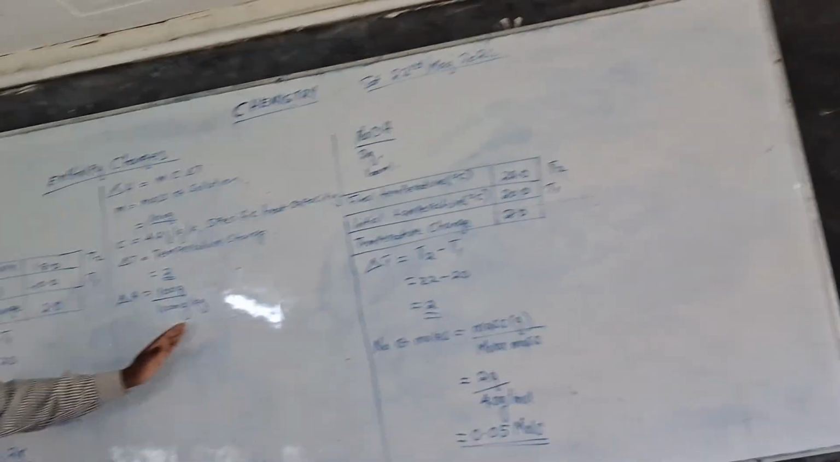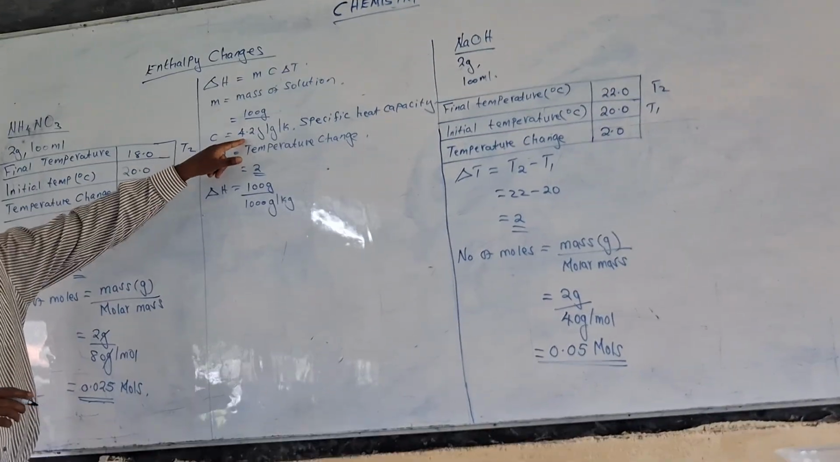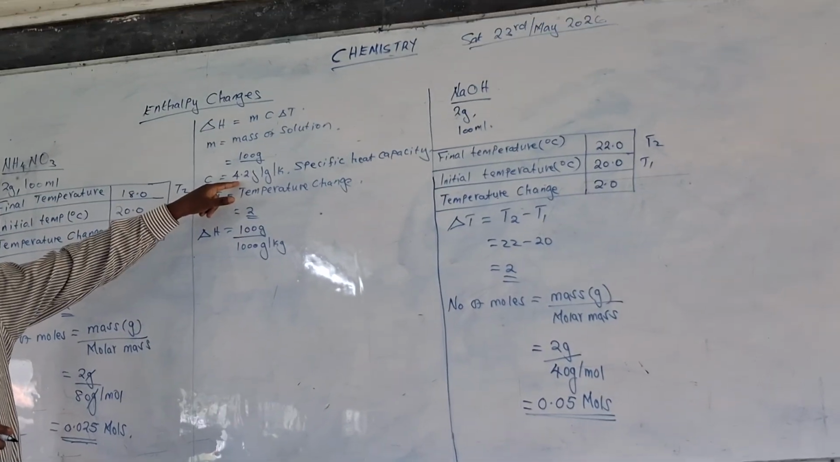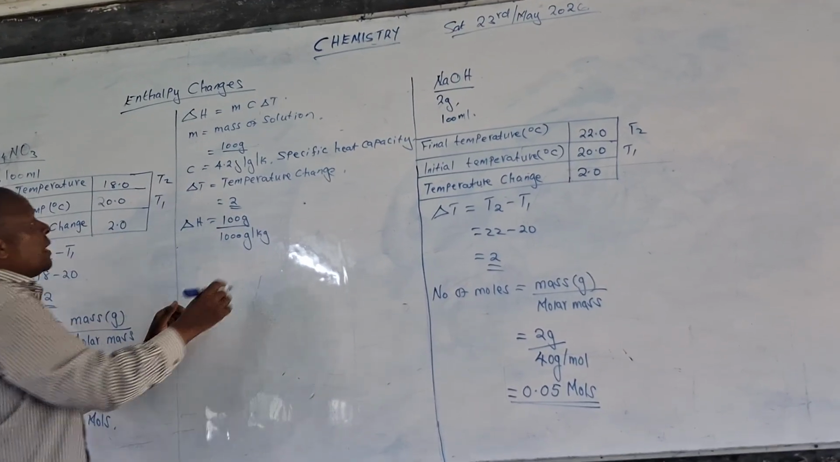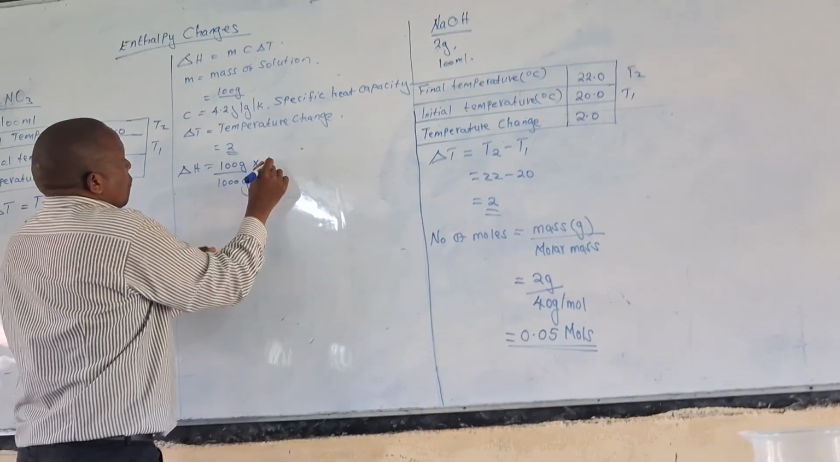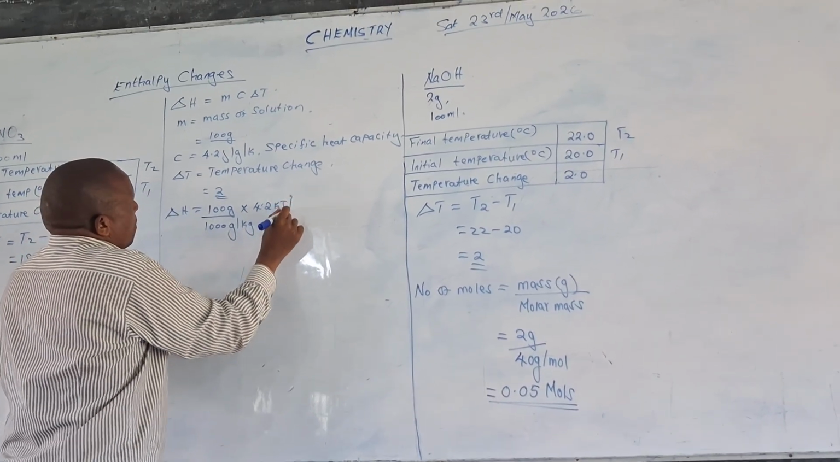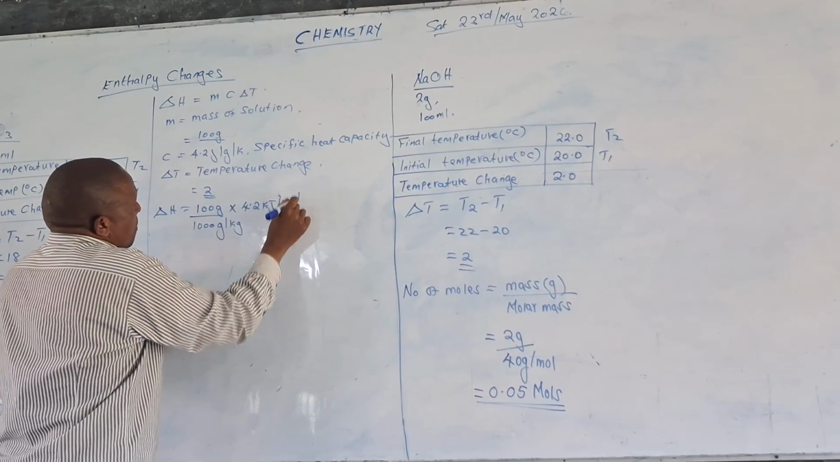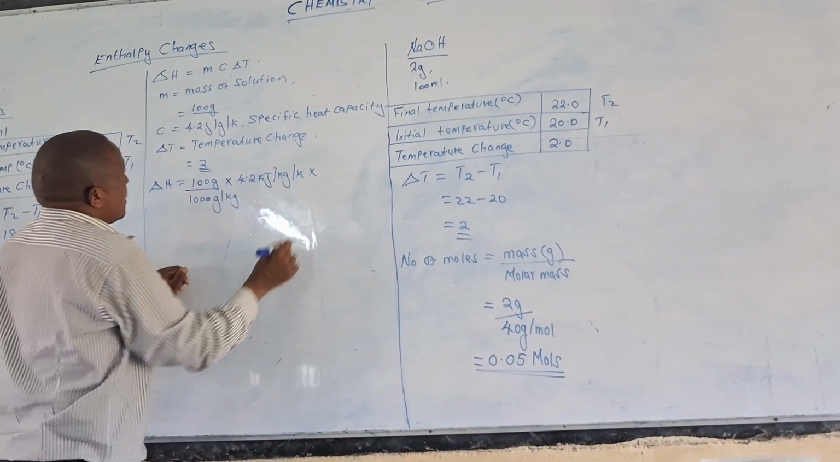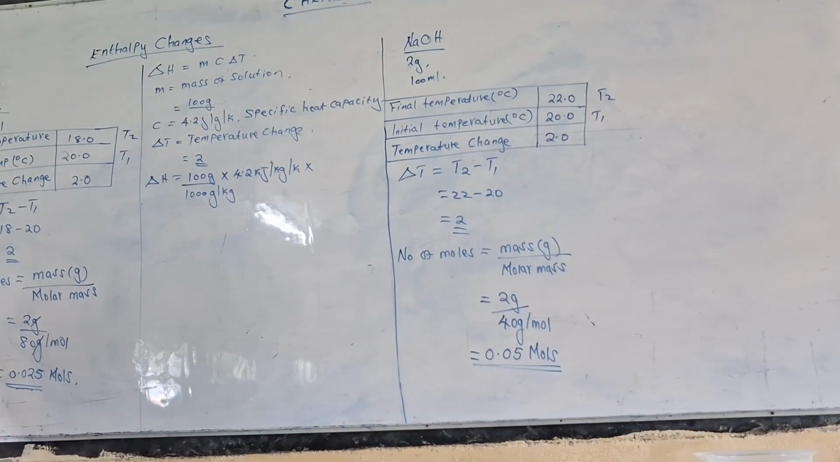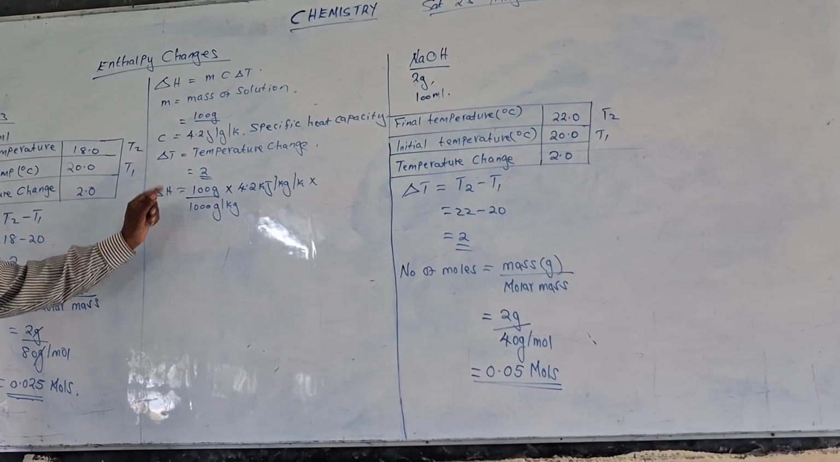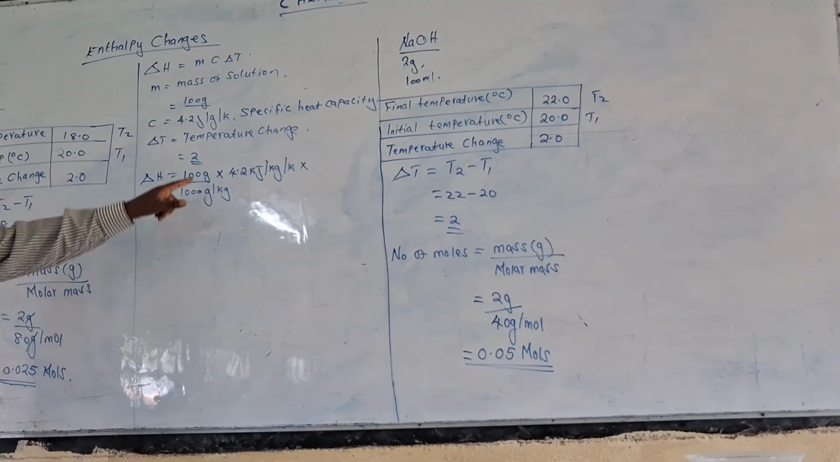So if this one is in kilograms, this one again will be in what? Kilojoules. So you multiply by C, which is 4.2 kilojoules per kilogram per Kelvin, times delta T. Delta T is temperature change, which you have got as how many?